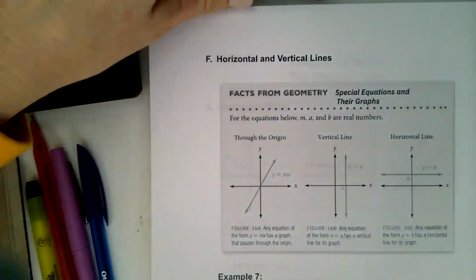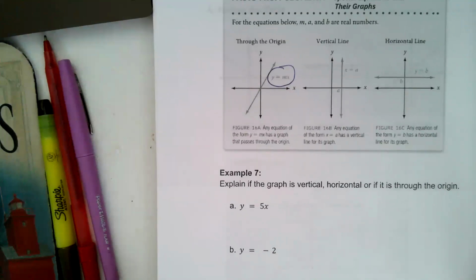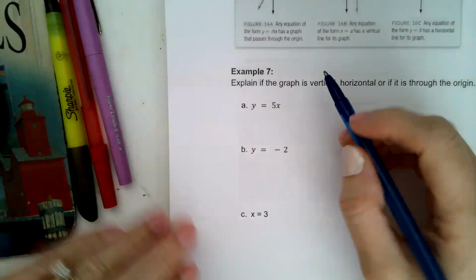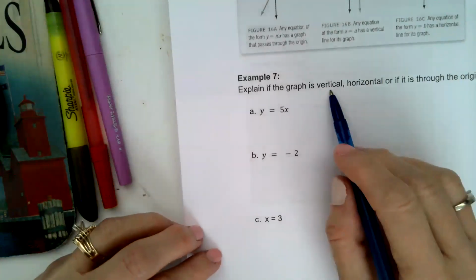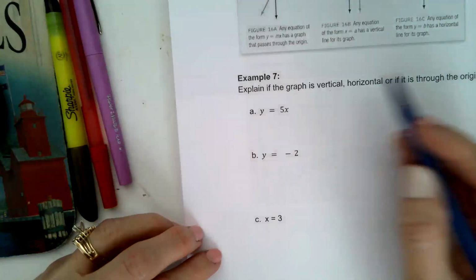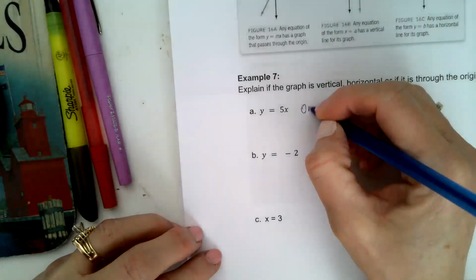Okay, so this line with the origin is y equals mx. Remember, there's nothing being added or subtracted. So, similar to this one here in part A, explain if the graph is vertical or horizontal or if it's through the origin. So this is through the origin.